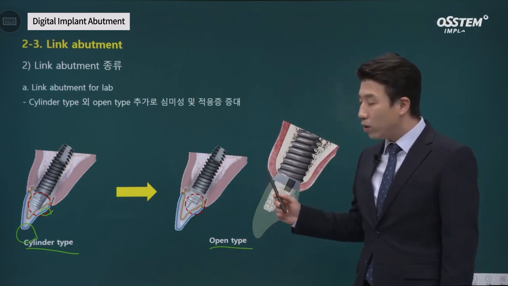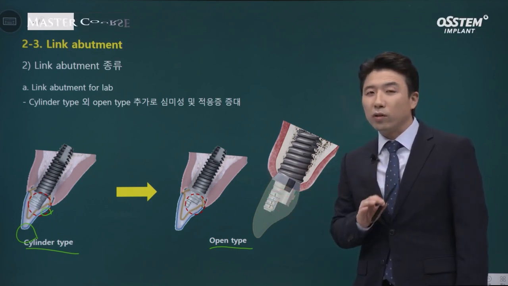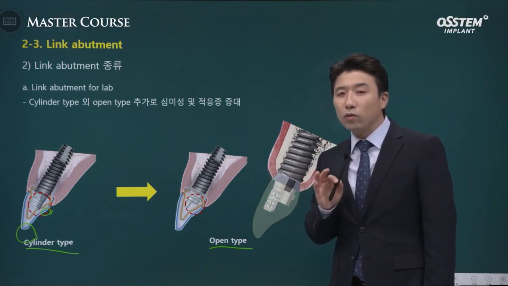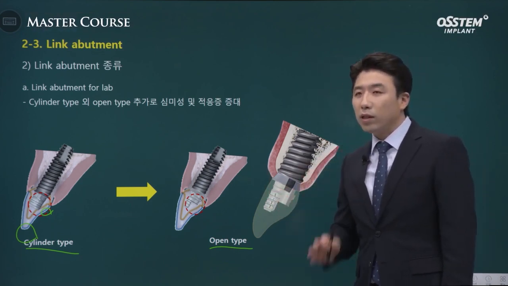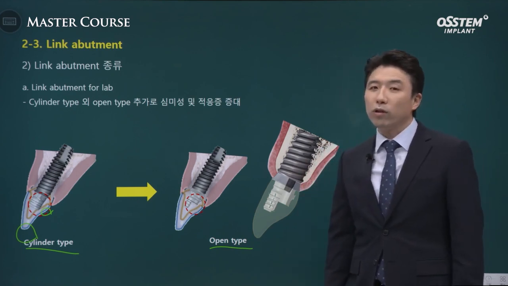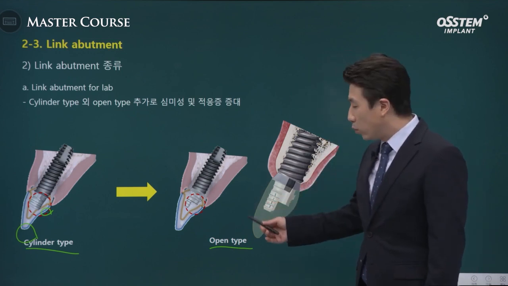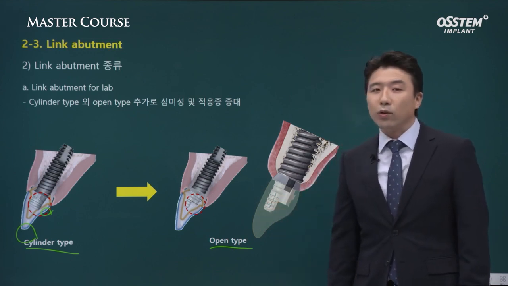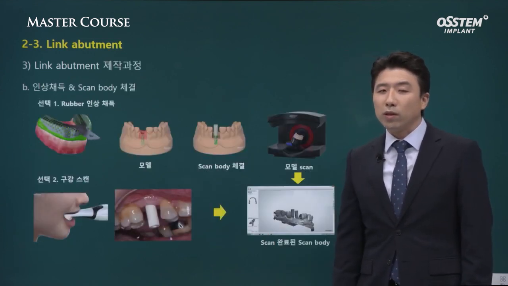There's more space available on the lingual side. There is an option that is an alternative to cylinder type for link abutments, and depending on tooth position, you can utilize it. Open type is used primarily in the anterior zone.